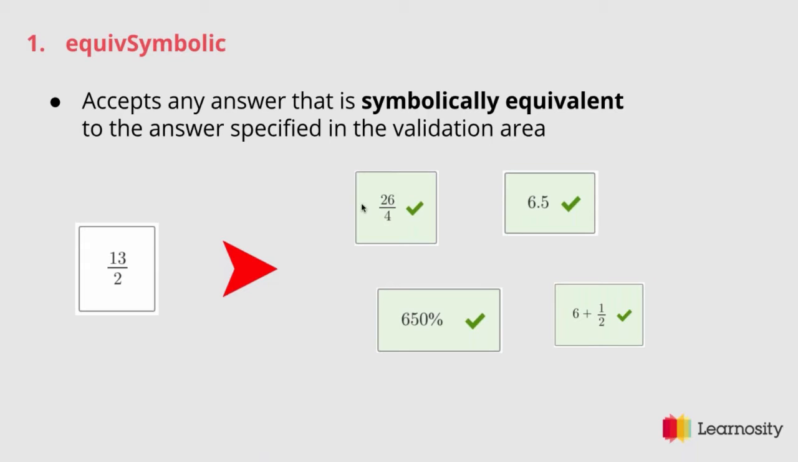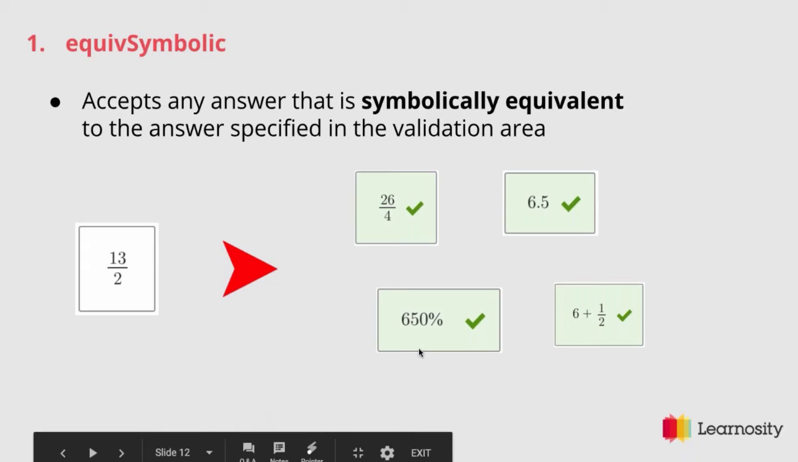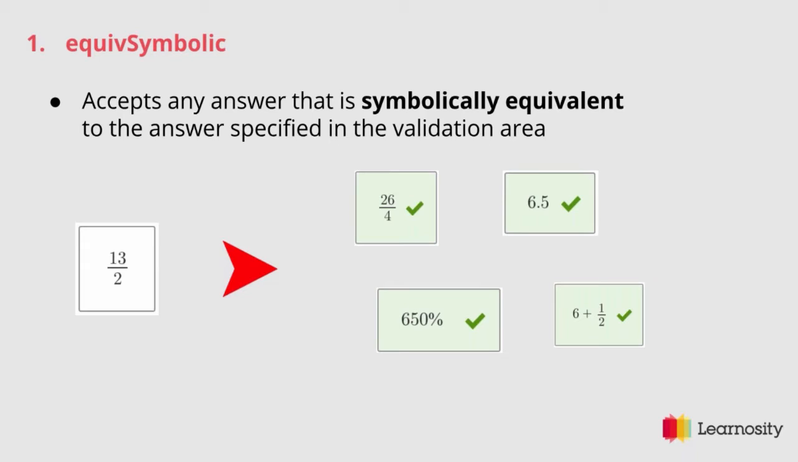It will accept anything here: 26/4, 6.5, 650%, 6 plus a half, and so on. There's probably an endless amount that you could enter in here, and it would be marked as correct. So it's an extremely open-ended scoring type.